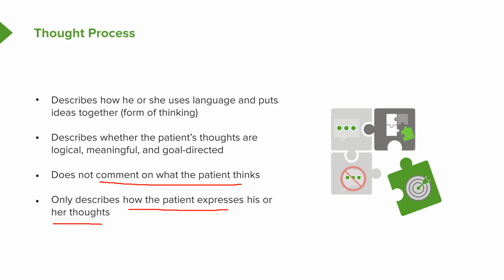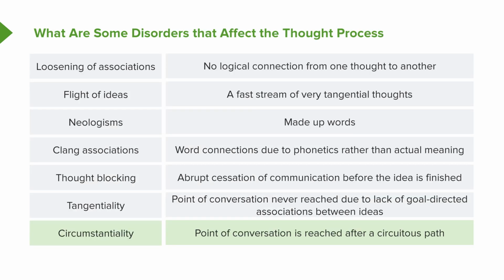So when you're describing somebody's thought process, there are a lot of different ways in which you can describe it. Here are some disorders that could affect the thought process, and how you can describe the different thought processes that are affected. These thought processes are manifestations of some mental health problems that the patient has. So this list is a few different ways to describe someone's thought process.